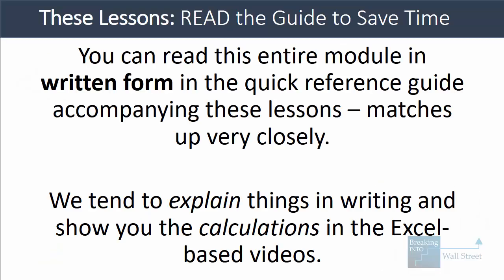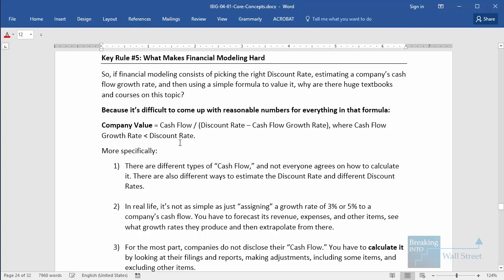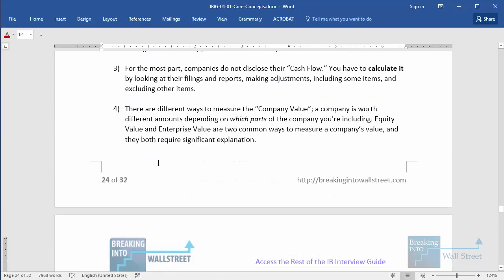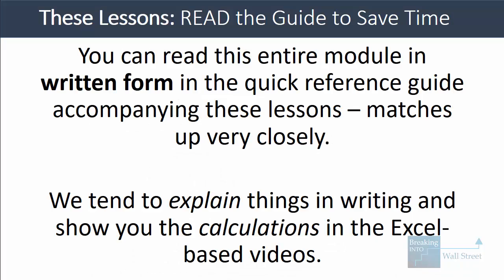Once again, you can certainly look at the written guide. This is going to be a very, very short lesson. So on the last page or two of the key rules section there, we lay out a lot of what we're going to cover in this lesson.